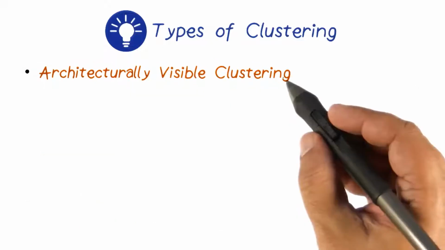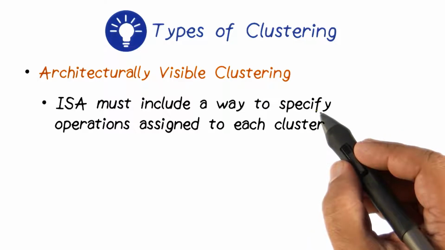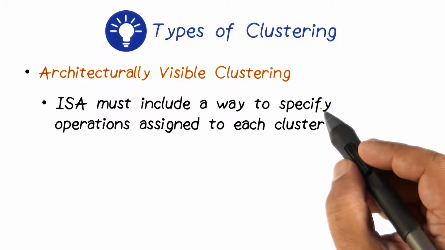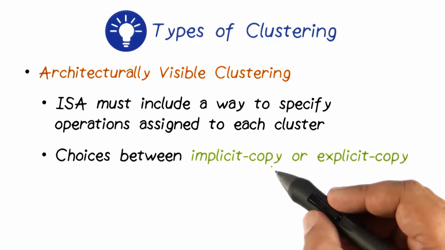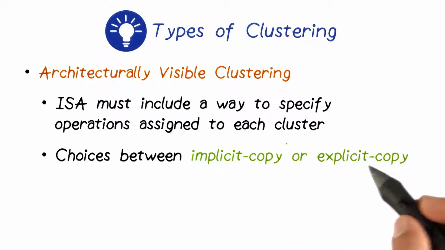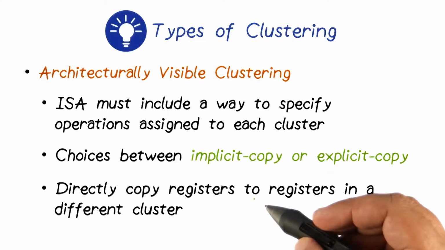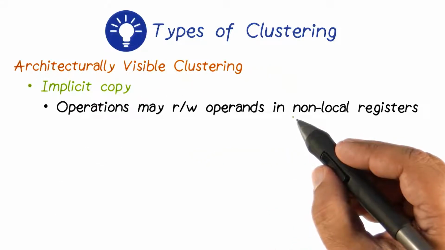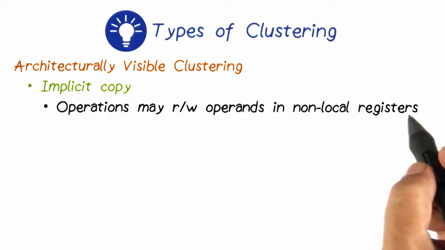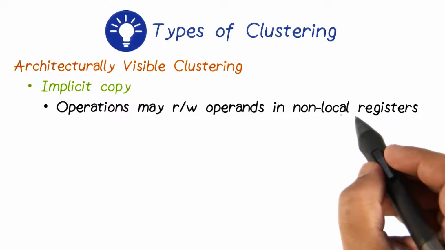Let's now take a look at the more popular and more practical clustering mechanism, which is called visible clustering. In visible clustering, the ISA must include a way to specify operations being assigned to a cluster. And then we have a choice of carrying out the copy between the clusters in an implicit manner or in a more explicit manner, which is controlled by the compiler. In either of those mechanisms, a register or a group of registers could be copied from one cluster to another. In implicit copy mechanisms, the operations may do the reads and writes of the operands in non-local registers transparently, and so the code generation is quite simple without knowing where the operand resides.